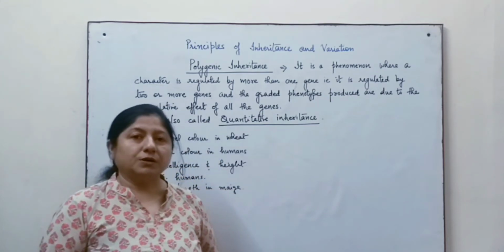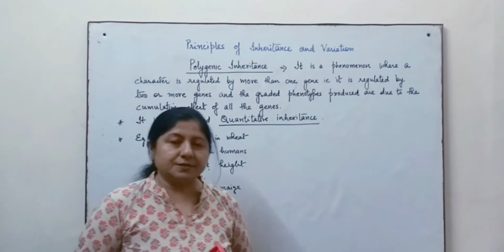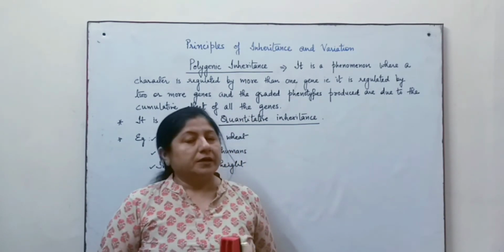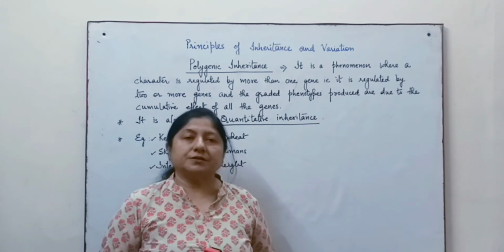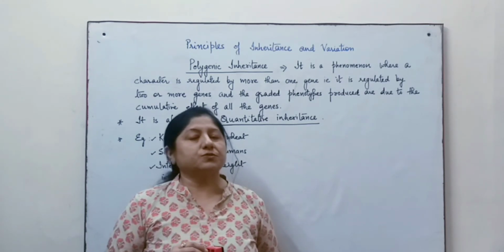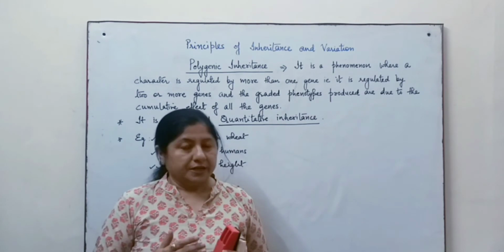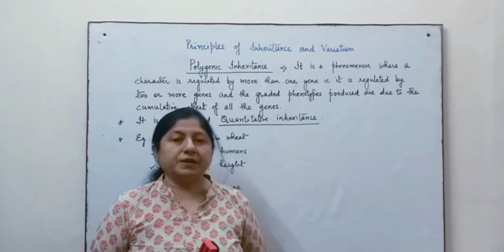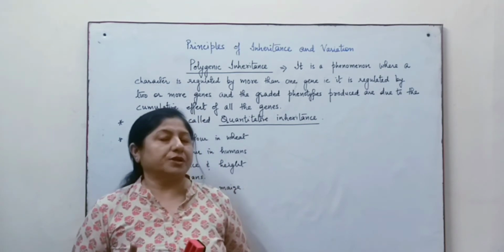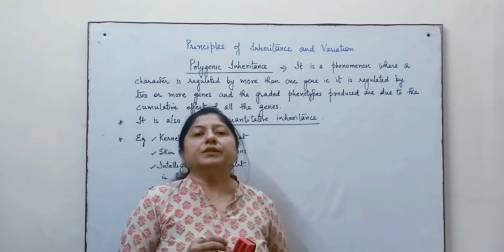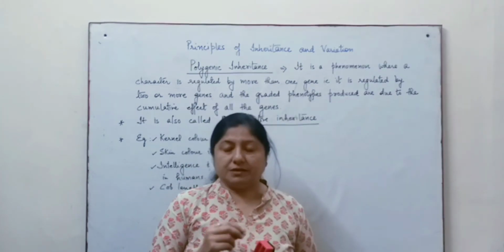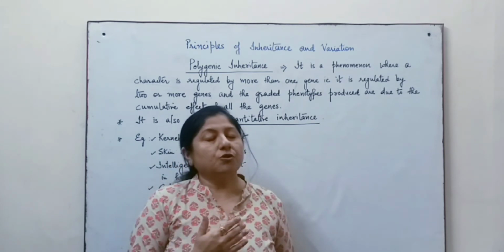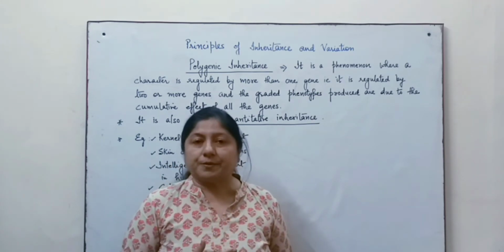We are going to talk about another pattern of inheritance. Now, in the experiments conducted by Mendel, he observed that the traits shown by the plants during his study showed only discontinuous variation. That means they showed either one trait or the other, whether it was tall or dwarf, the color of the flower, or the shape of the seeds, round or wrinkled. But none showed an intermediate type.